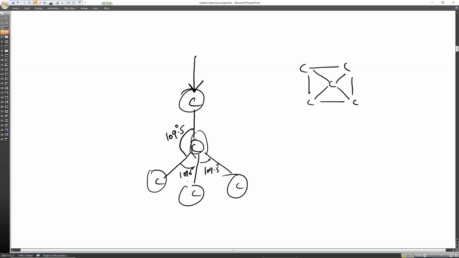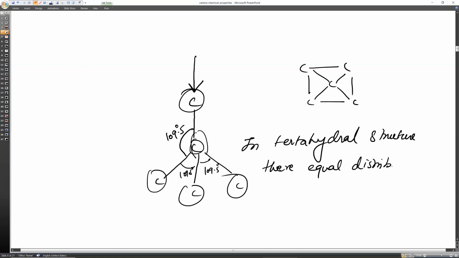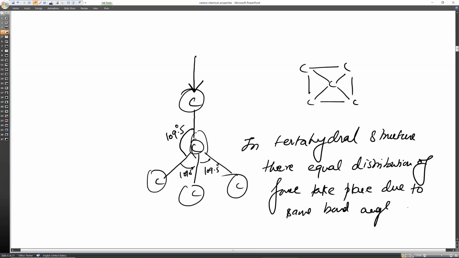So that's why diamond is hard, because in the tetrahedral structure there is an equal distribution of force due to the same bond angle, that is 109.5 degrees. That's why diamond is hard.